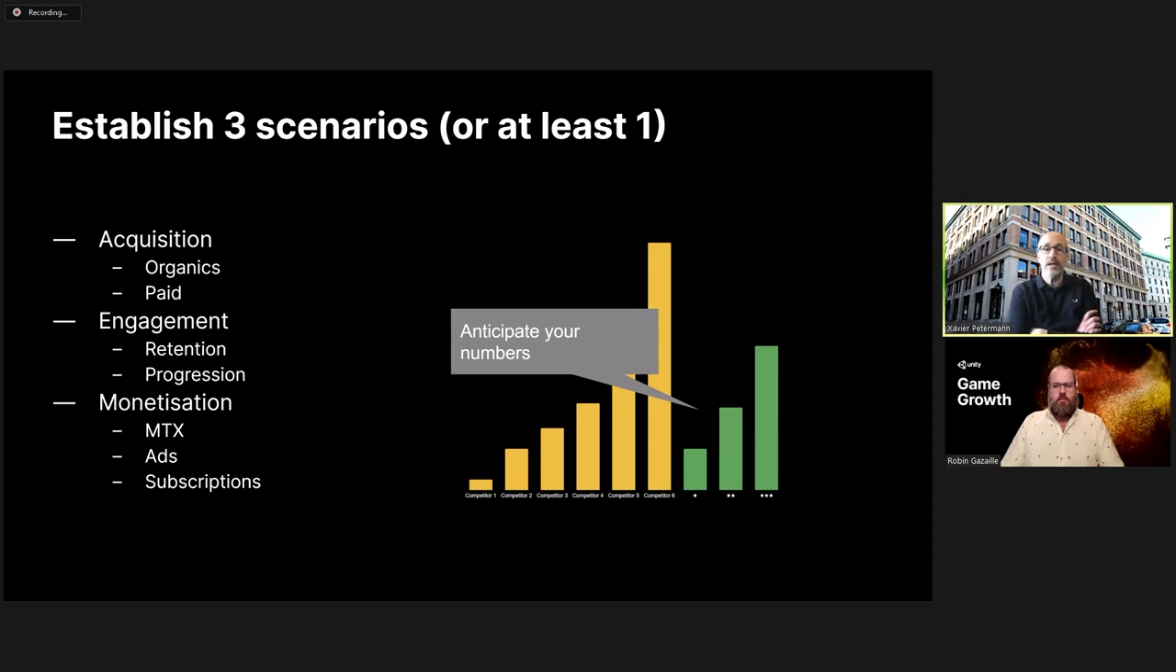What we will see in green is you anticipating your numbers. How well do you think you will do? And it will even help you build a P&L and see where your money can go, because probably your resources aren't unlimited. So you need to figure out where you put your efforts and where you put your money. This will be a great exercise to try to figure it out.